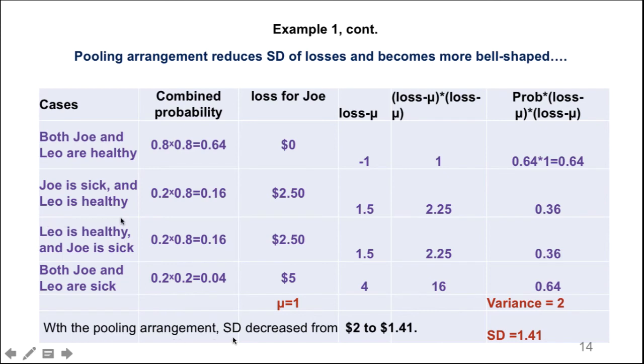With the pooling arrangement, the standard deviation decreased from 2 to 1.41. So you can see that this is the way people decrease the variability by getting into the pooling arrangement, which reduces the standard deviation of losses and becomes more bell-shaped.